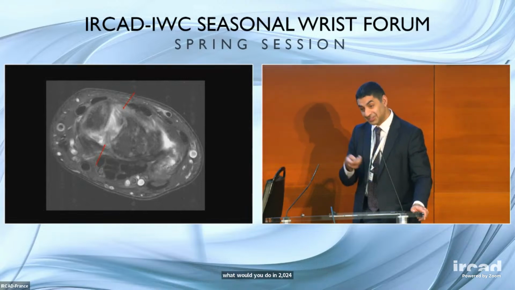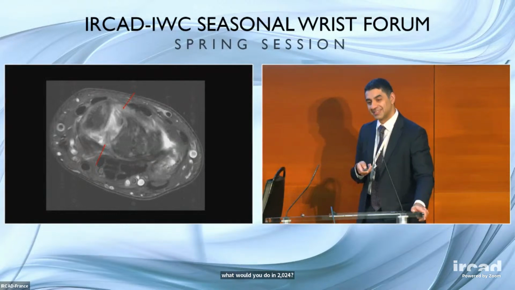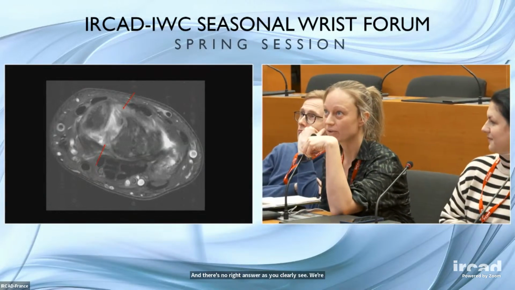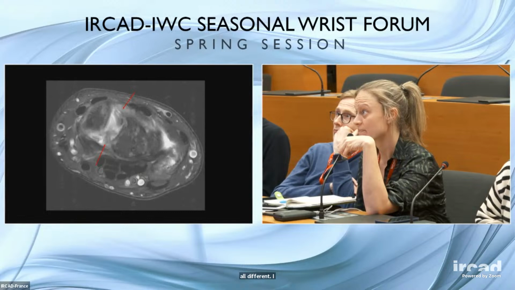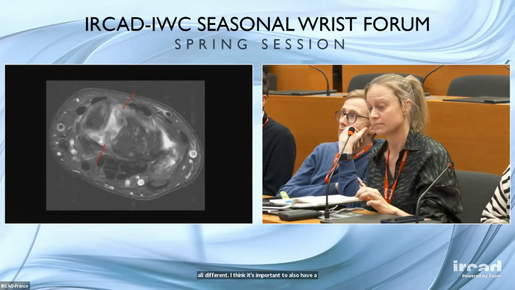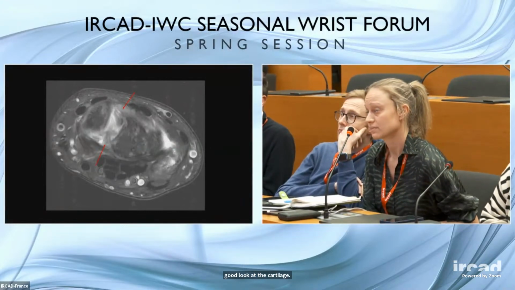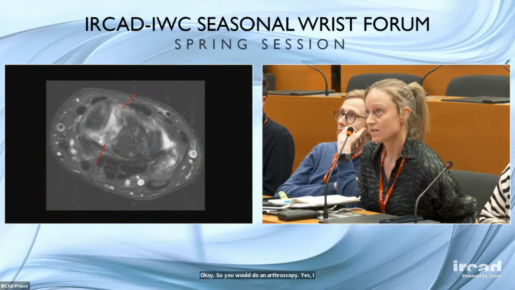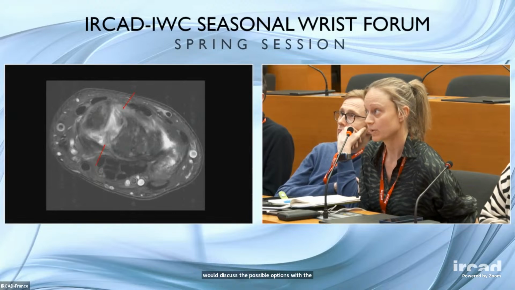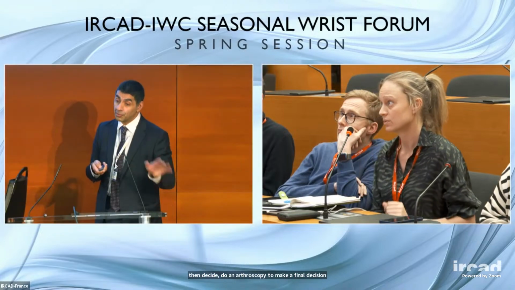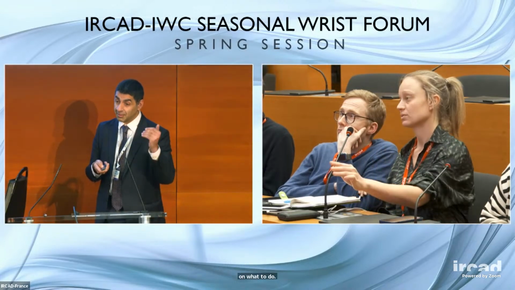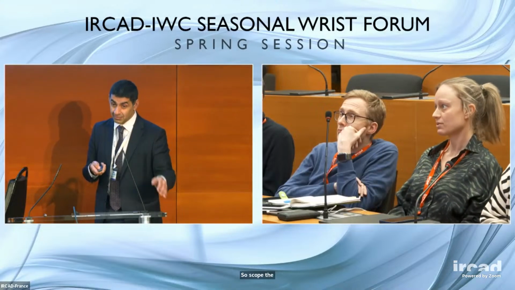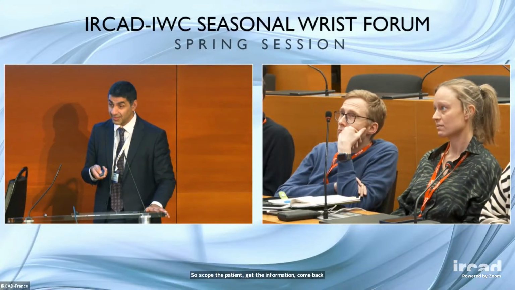And there's no right answer, as you've clearly seen. We're all different. I think it's important to also have a good look at the cartilage. Okay. So you would do an arthroscopy? Yes, I think I would discuss the possible options with the patient and then do an arthroscopy to make a final decision on what to do. So scope the patient, get the information, come back another day. Okay, everyone in agreement with that?